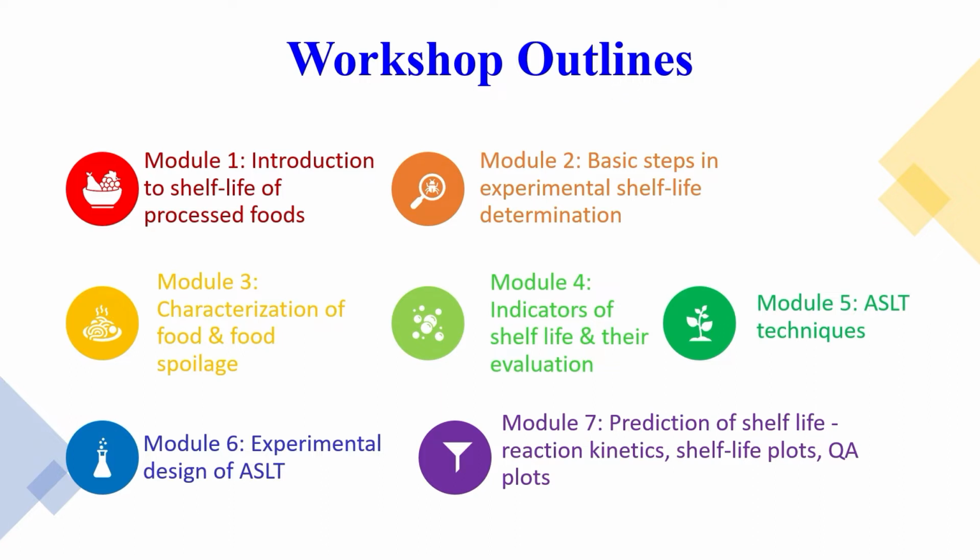After knowing the whole process of ASLT, we will investigate the food characterization and understand the cause of food spoilage in Module 3. By knowing the key factors of food spoilage, we will talk about the indicators of food product shelf life and their evaluation. Then, in Modules 5 and 6, you will learn the ASLT techniques and how to design the ASLT experiment. Last but not the least, you will know how to predict the shelf life of food products through reaction kinetics, shelf life plots, and QA plots as well.